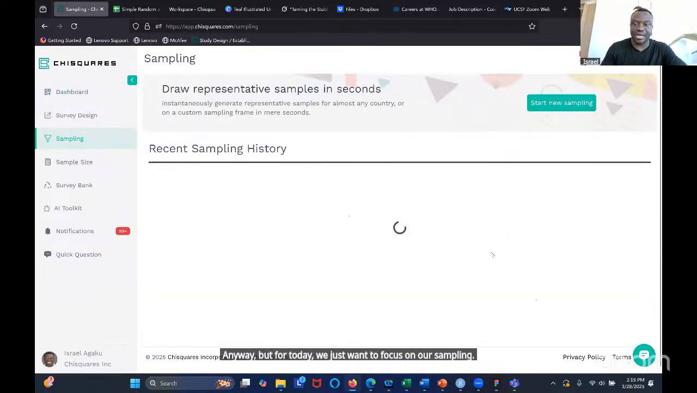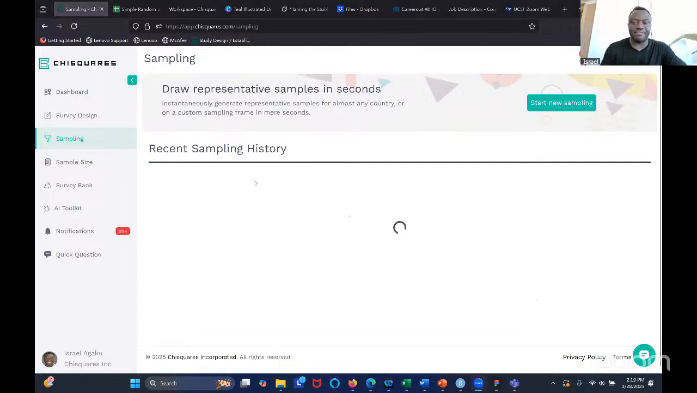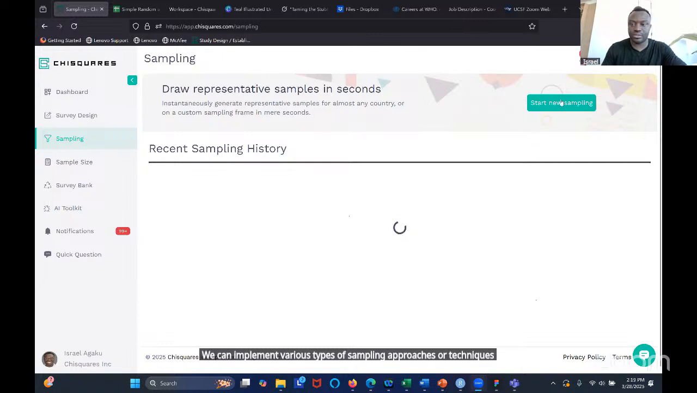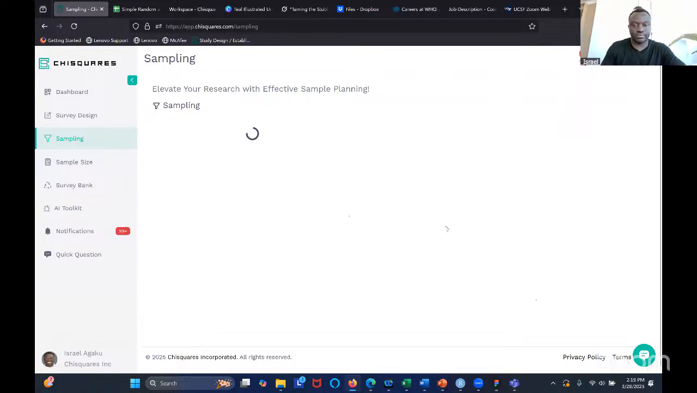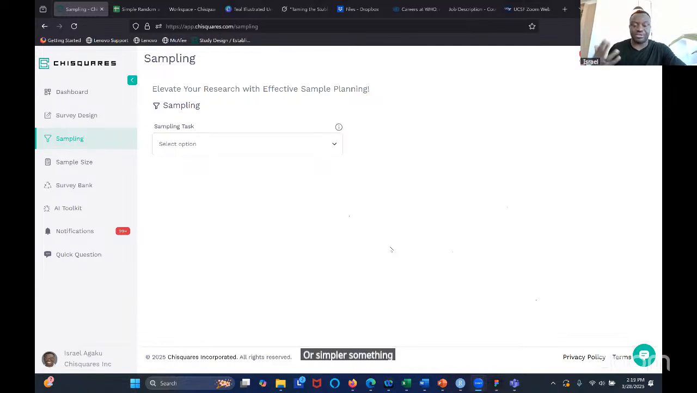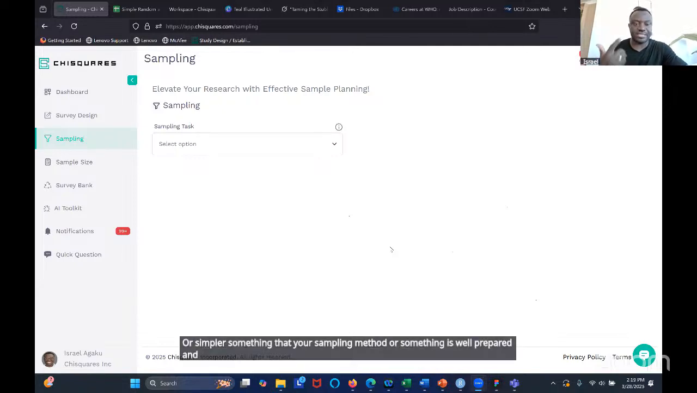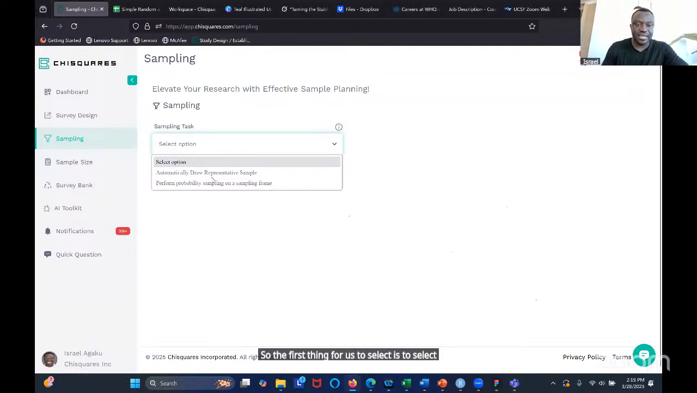So we'll come to the sampling tool here, and we can implement various types of sampling approaches or techniques. So you always want to make sure that you have your sampling frame, if you're going to use systematic sampling or simple random sampling, that your sampling frame is well prepared and that it is complete, correct, and current.